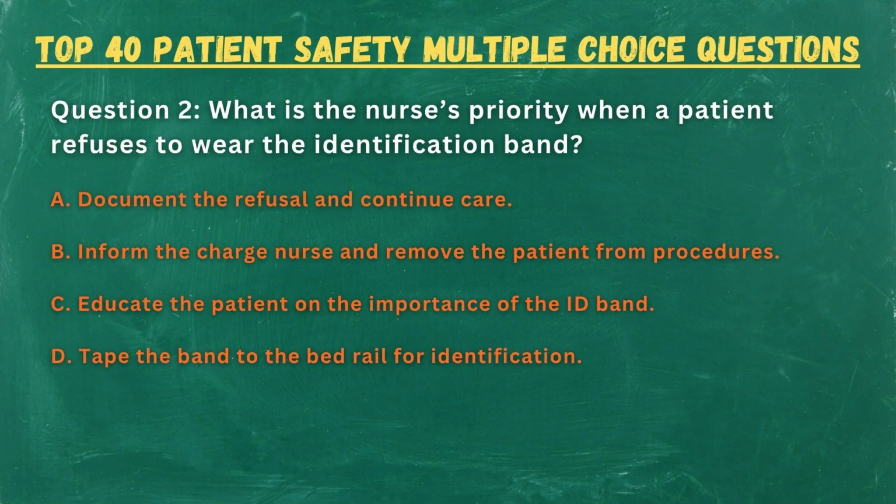Question 2. What is the nurse's priority when a patient refuses to wear the identification band? A. Document the refusal and continue care. B. Inform the charge nurse and remove the patient from procedures. C. Educate the patient on the importance of the ID band. D. Tape the band to the bed rail for identification.